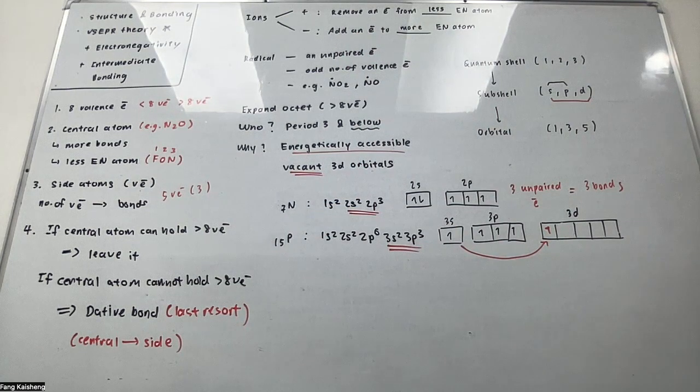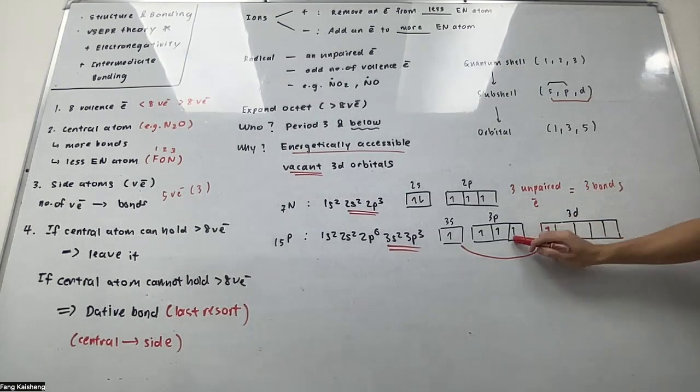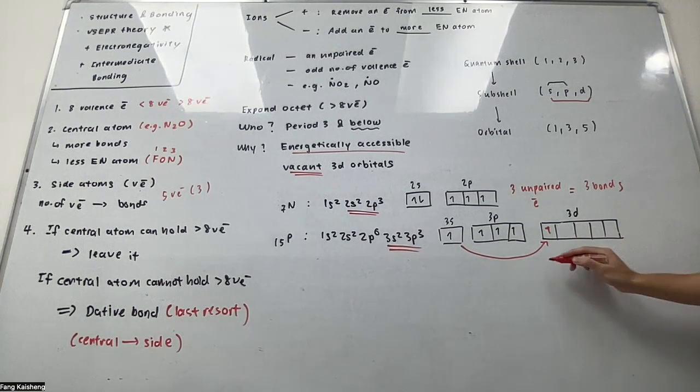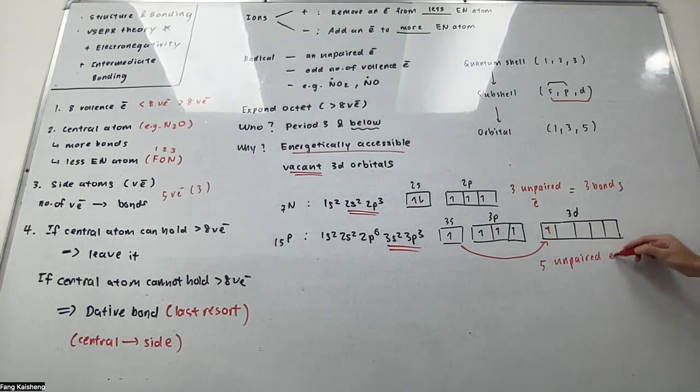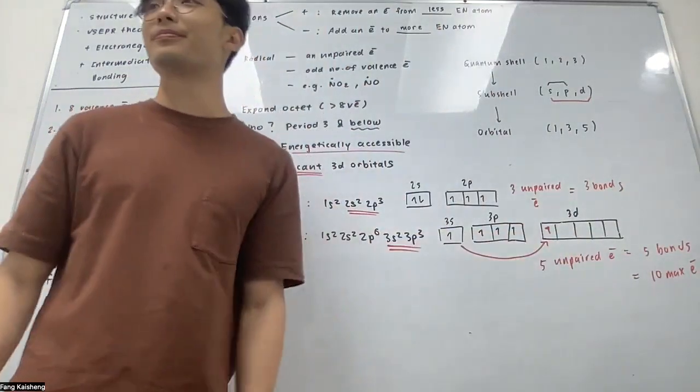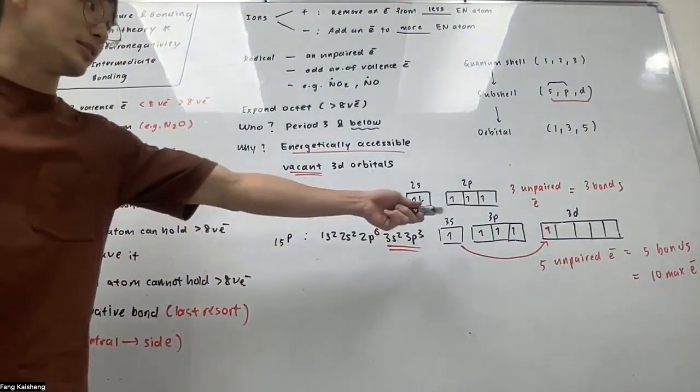So guys, you take a look. If you have 3 bonds, right, what's the maximum? Actually, never mind. We come here. Okay, guys, you look at this situation now. How many unpaired electrons are there now? Phosphorus can go up to 5 unpaired electrons, right? Which is how many bonds? 5 bonds, which is how many electrons max? 10. So that's why phosphorus can hold more than 8.